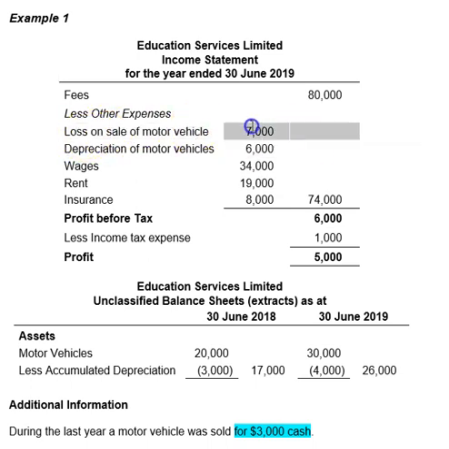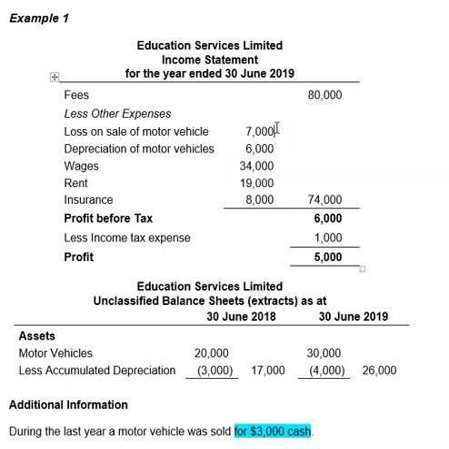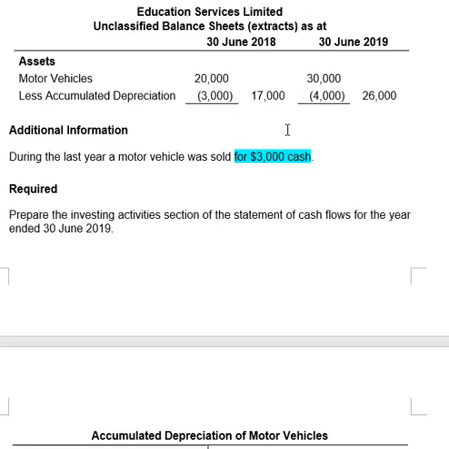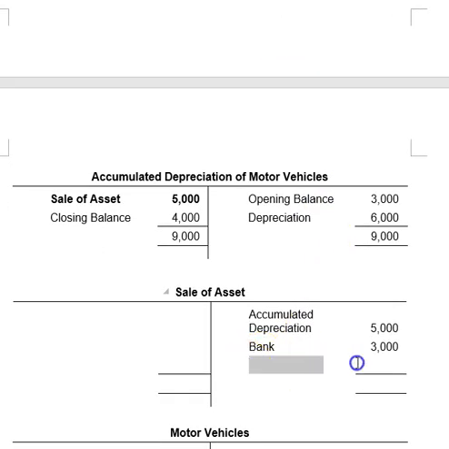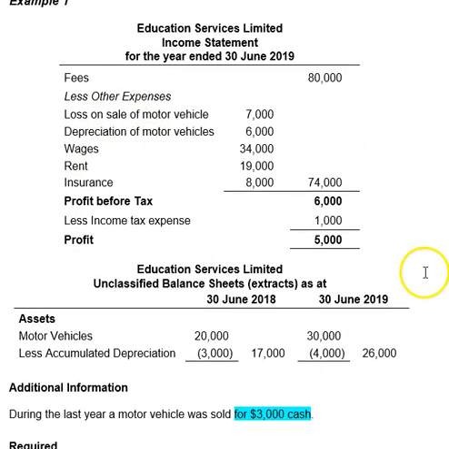We are making a loss of 7,000. When you have a loss on sale, this will be something like our other expenses. This is considered an expense in our other expenses. So we debit loss on sale 7,000, which is an expense, and credit sale of asset 7,000.